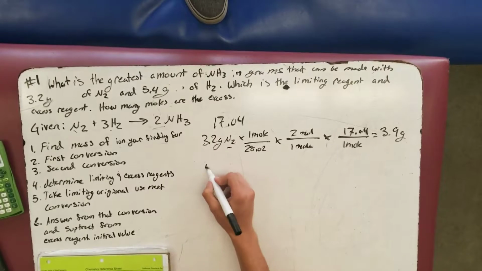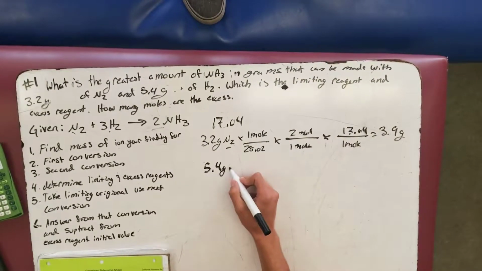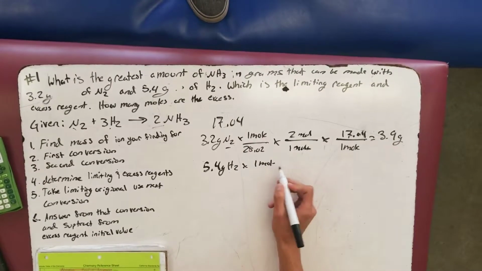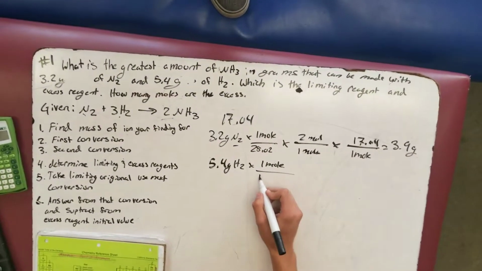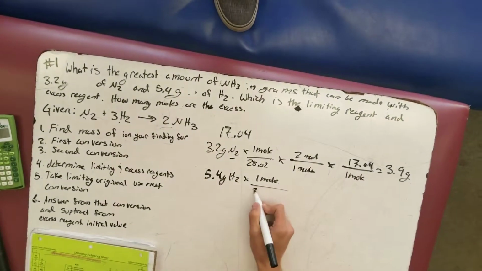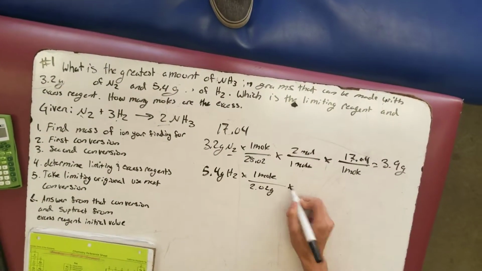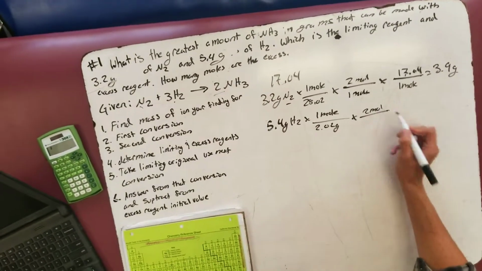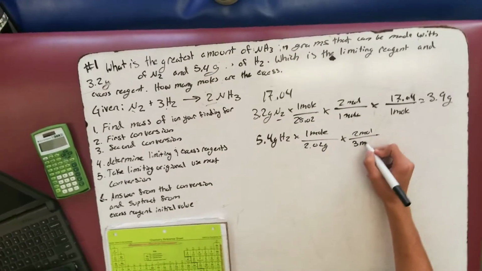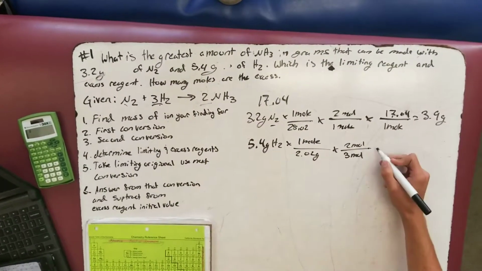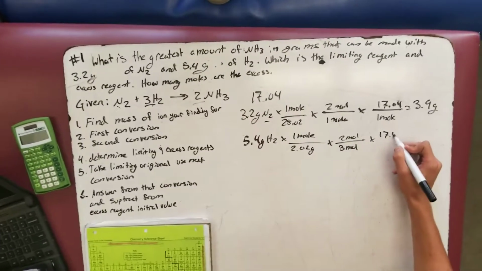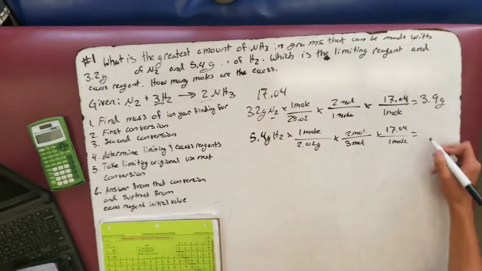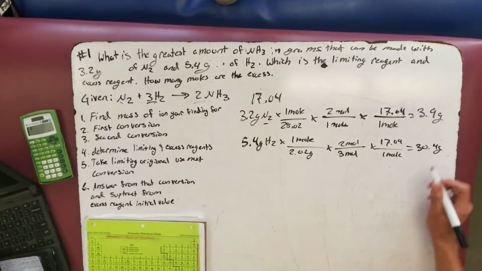Third step is the second conversion. We're going to start off with 5.4 grams of H2, and multiply that by 1 mole over the mass of that, which is 2.02 grams. Then we're going to do the mole ratio again, with 2 moles on top and 3 moles on the bottom. Next, we're going to do the same over here, 17.04 by 1 mole. When you put that in your calculator, you're going to get an answer of 30.4 grams.